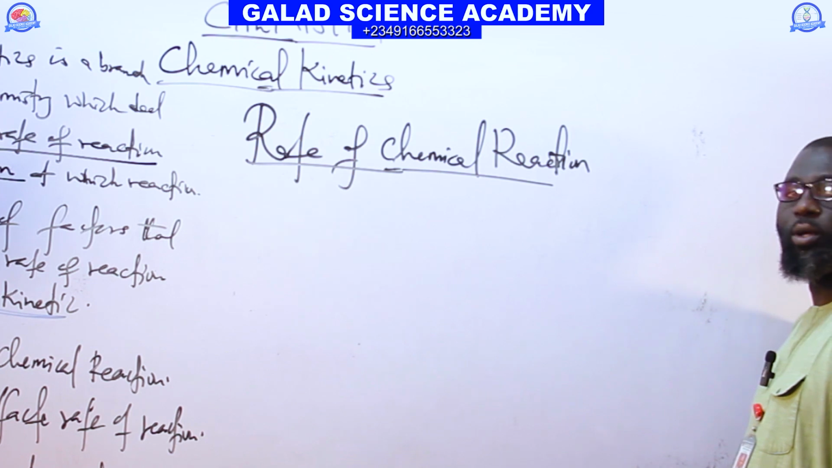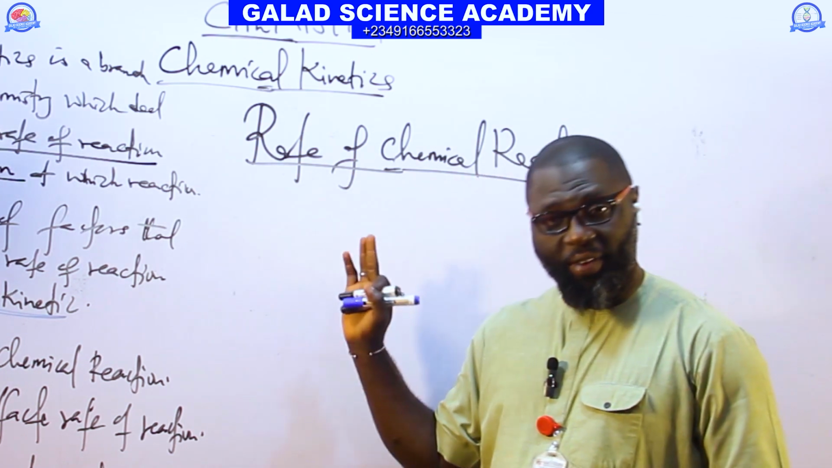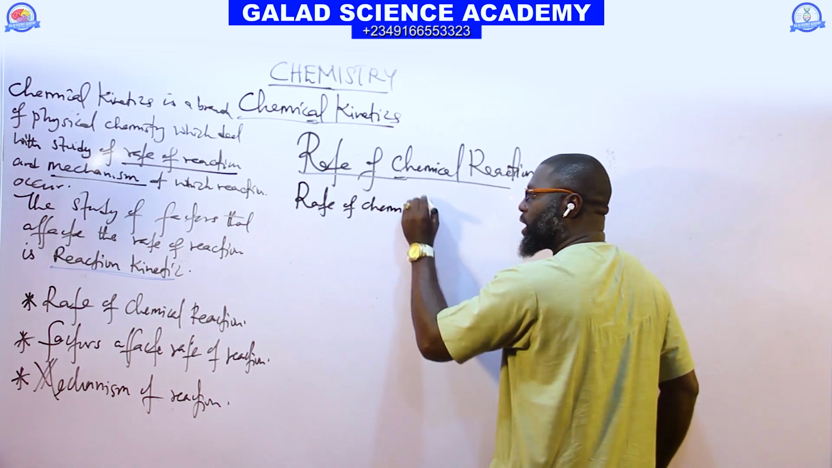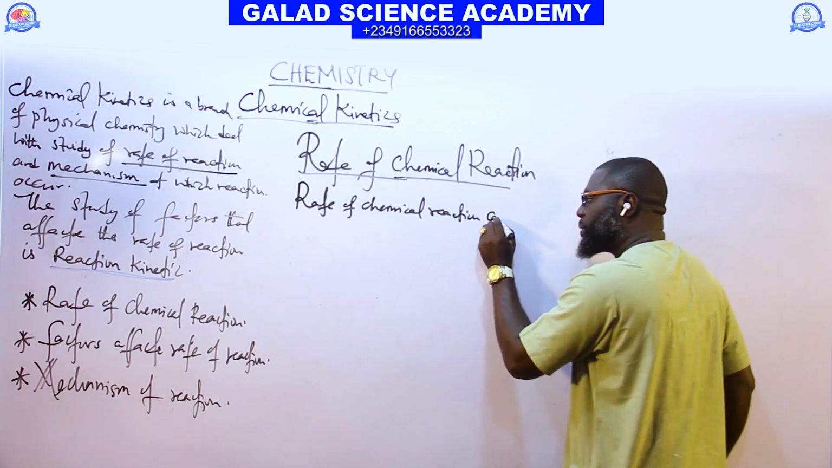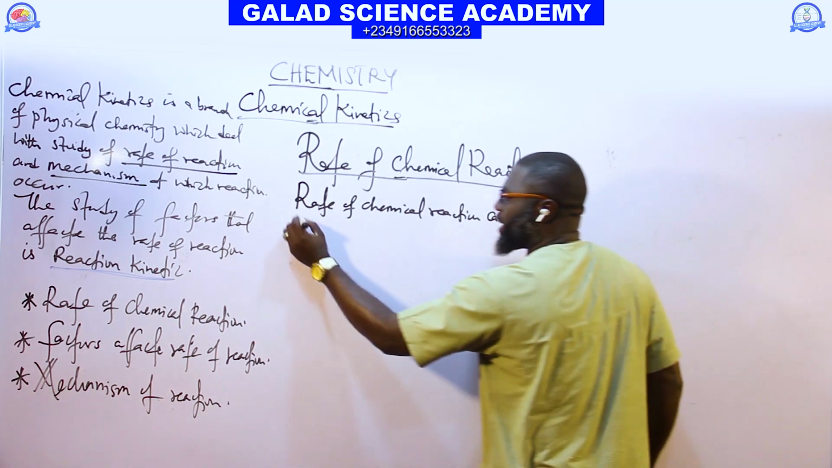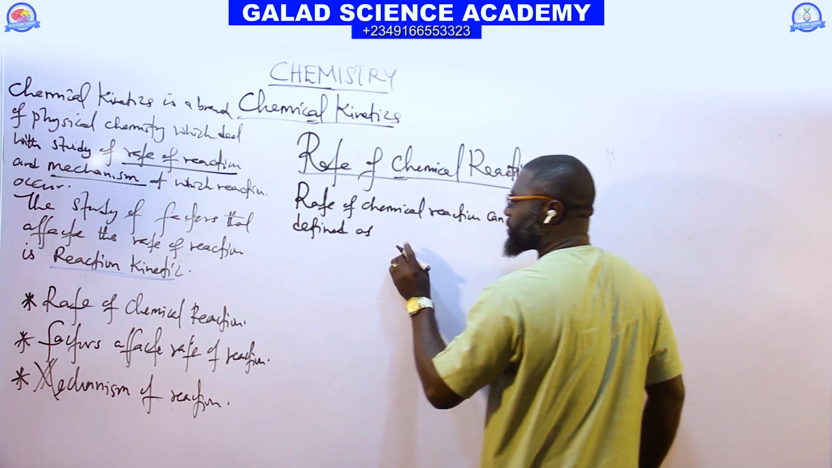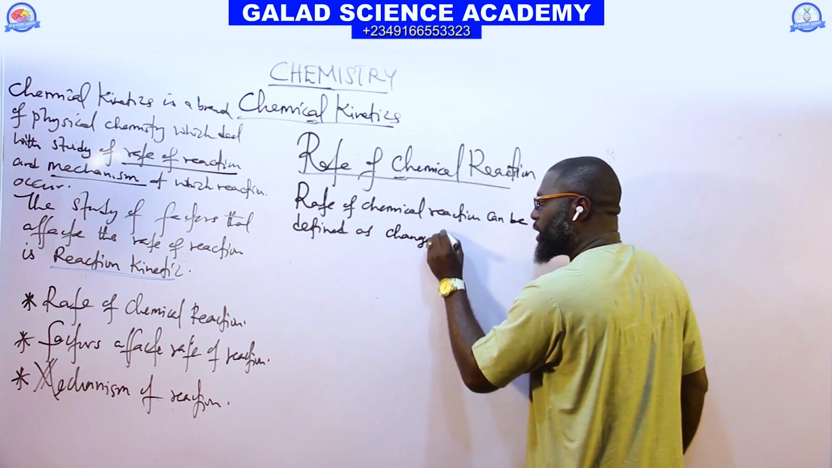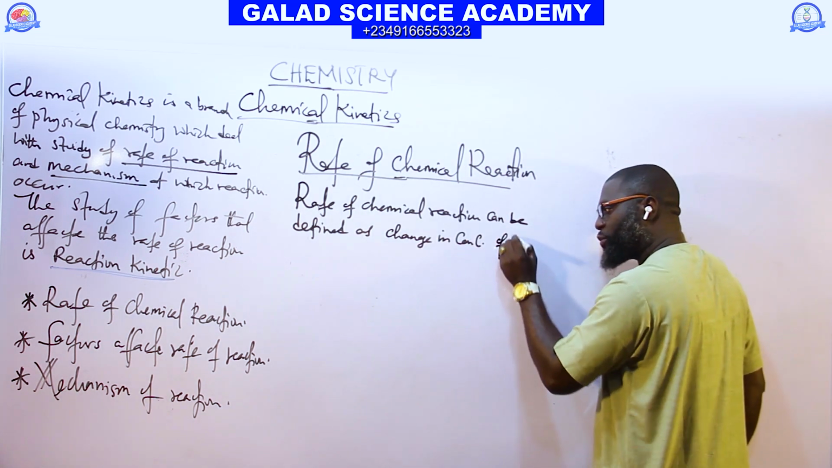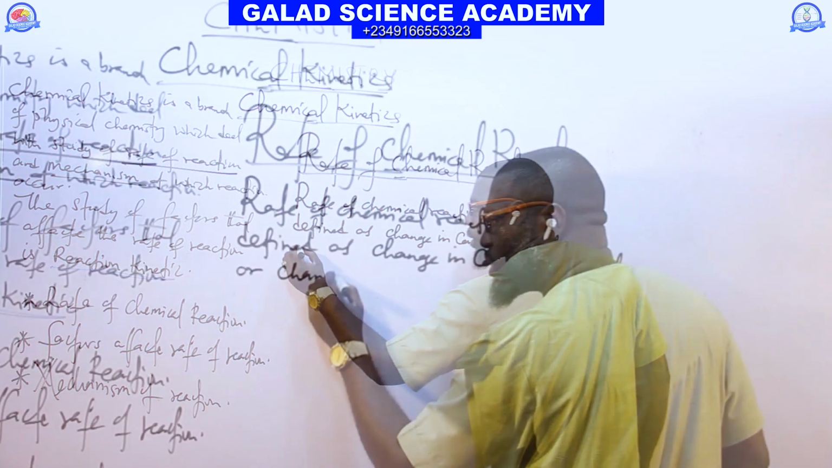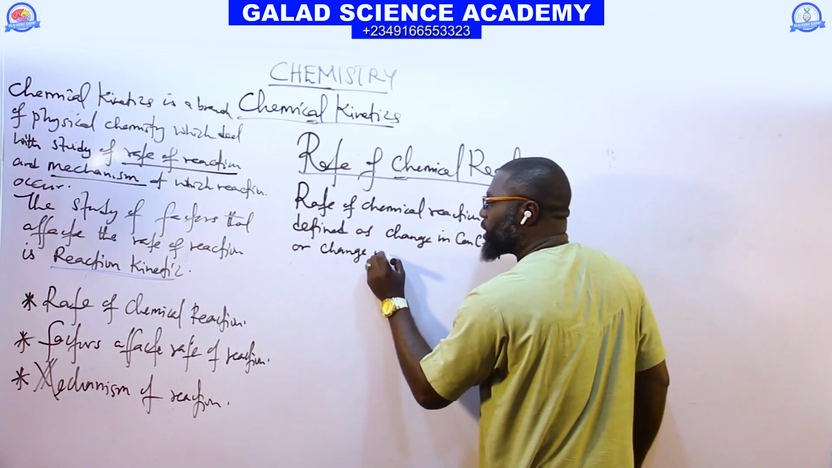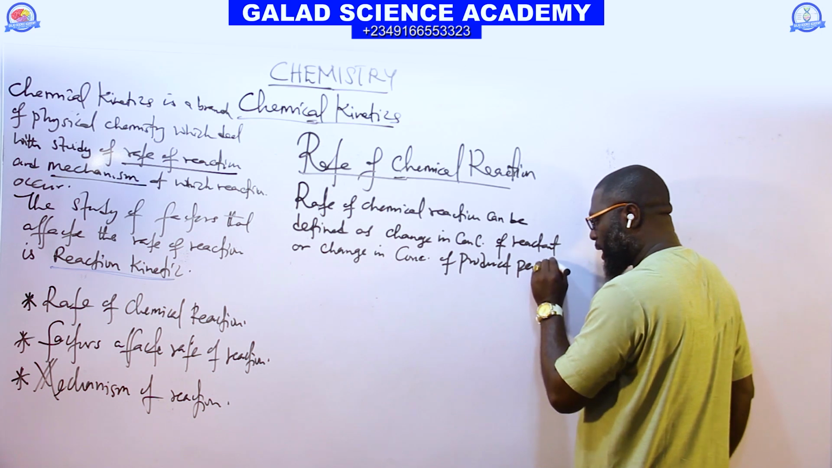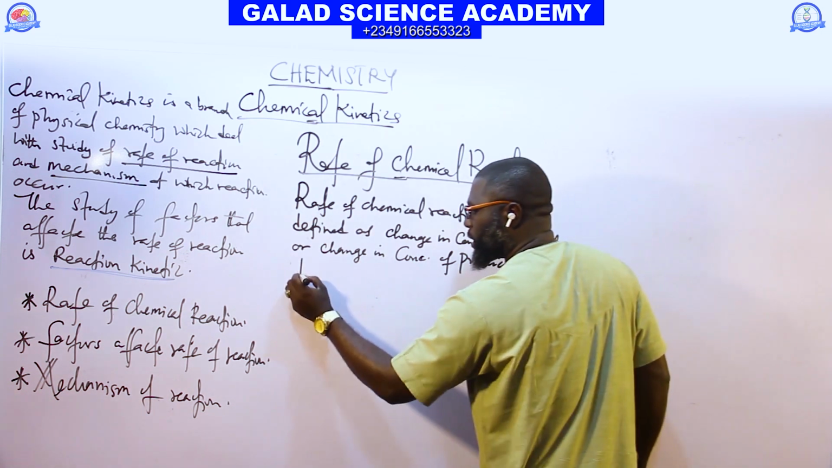Let us look at the rate of chemical reaction. The rate of chemical reaction can be defined as the change in concentration of reactant or change in concentration of products per unit time.